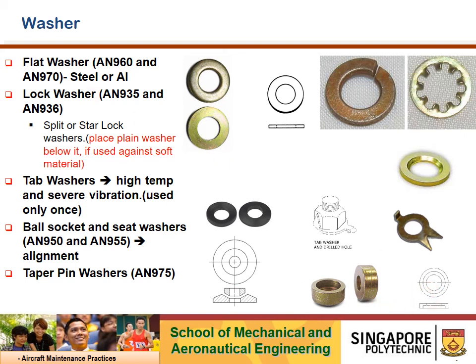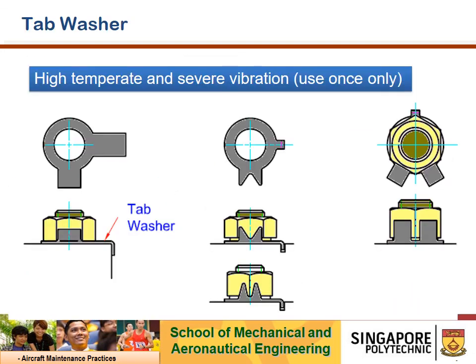Taper pin AN9. So as mentioned, tab washer is used where there is high temperature and severe vibration installation. There are various types of design of tab washer, but they work on the same method, which is to bend the tab. So this will prevent the nut from coming loose. To remove the nut, you have to unbend the tab washer and loosen it. So this will actually require a replacement of a new tab washer for installation.